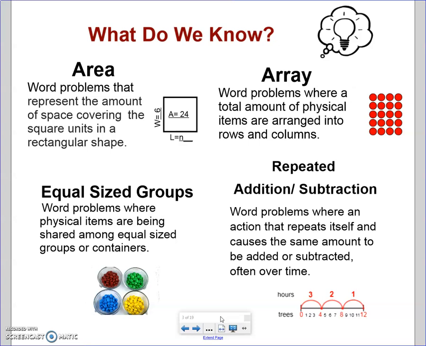An area problem is a word problem that represents the amount of space covering the square units of a rectangular shape. An array problem is a word problem where a total amount of physical items are arranged into rows and columns. An equal-sized group word problem is a problem where physical items are shared among equal-sized groups or containers. There are the same number of items in each container. A repeated addition or repeated subtraction problem is a problem where an action repeats itself again and again, causing the same amount to be added or subtracted, often over time.